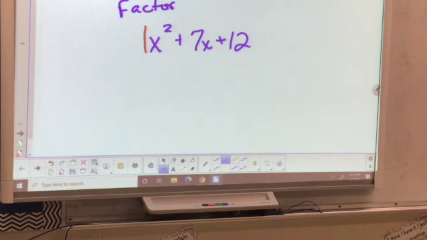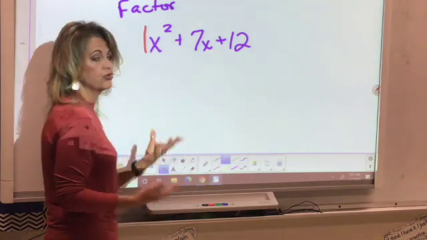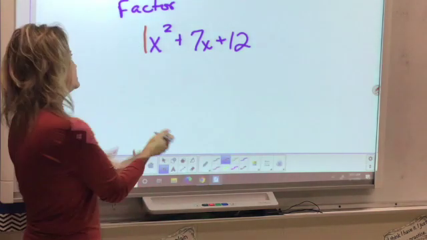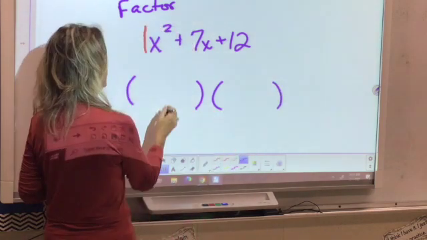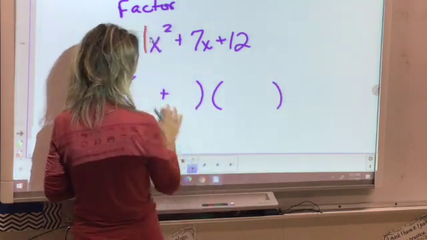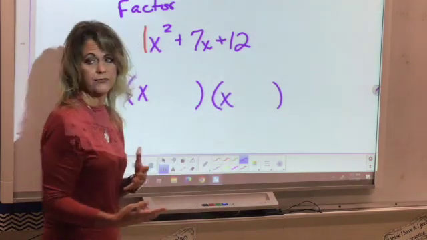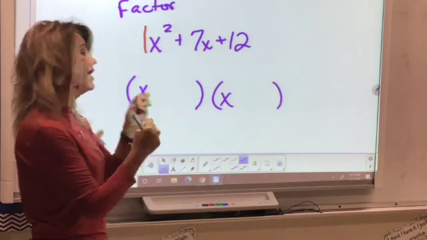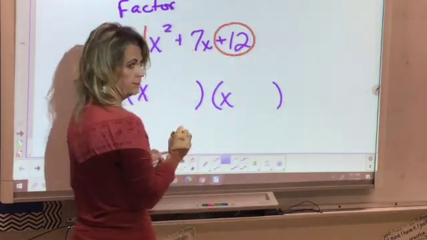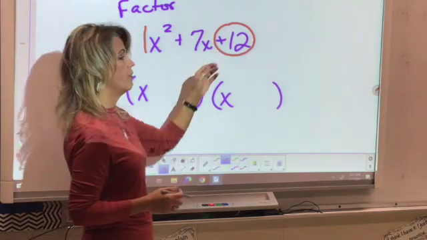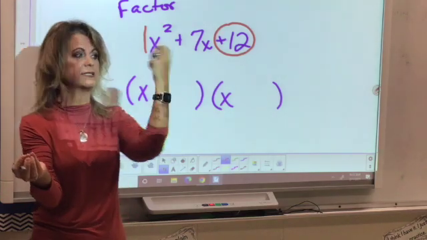So, when the coefficient is 1, we can try the quick trip. That's when I put 2 sets of parentheses down, with the variable here and there. Then what we have to do is ask, what multiplies to the product? We multiply 2 numbers to get 12, and we add 2 numbers to get 7. What multiplies to be 12 but adds to be 7?